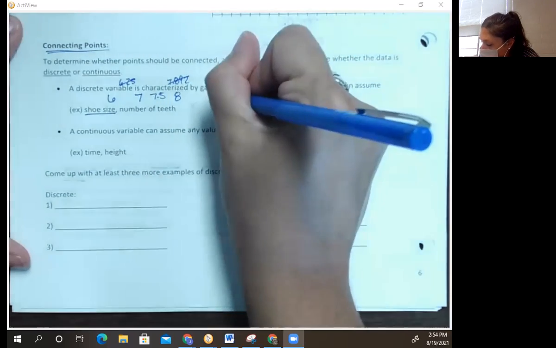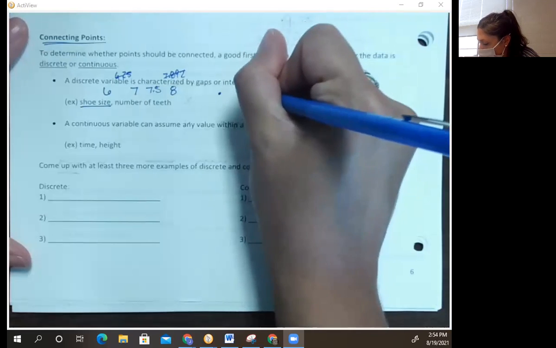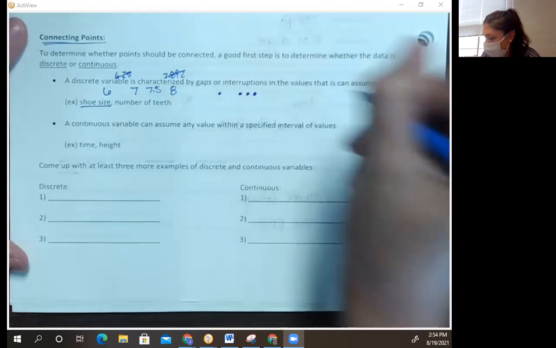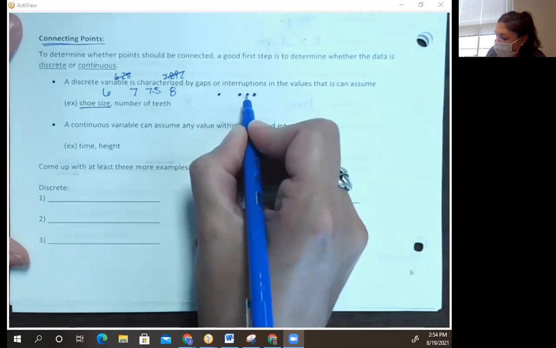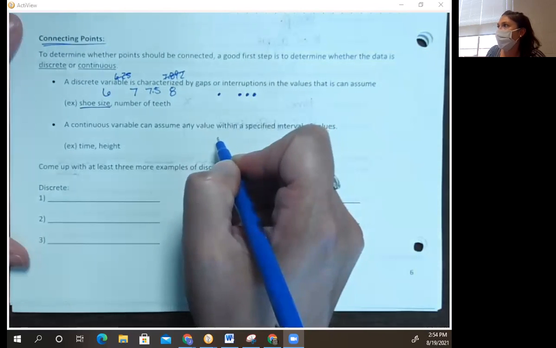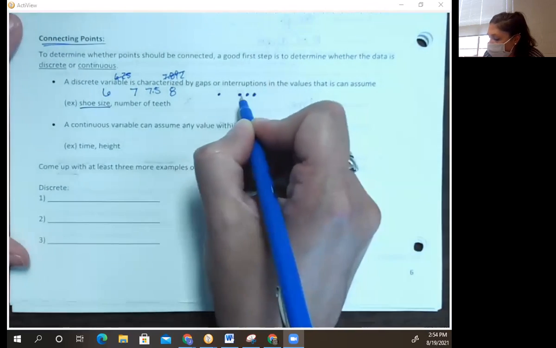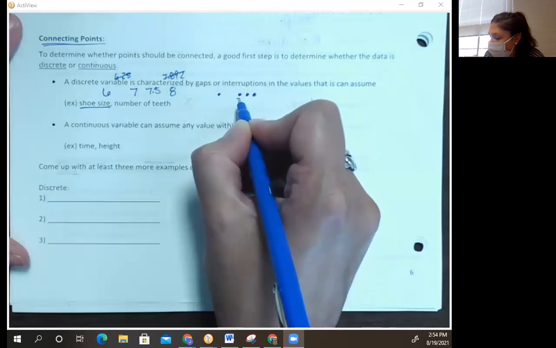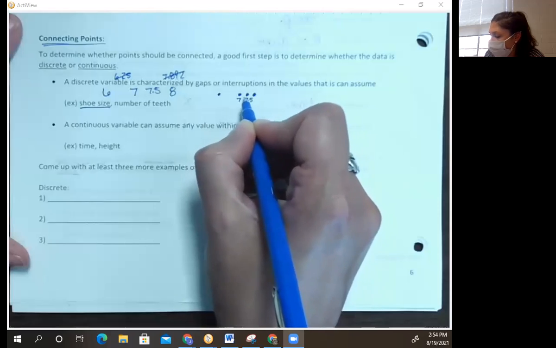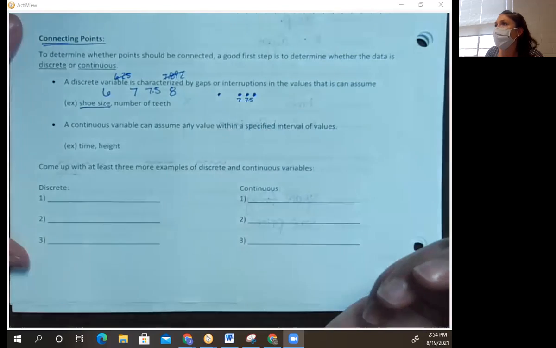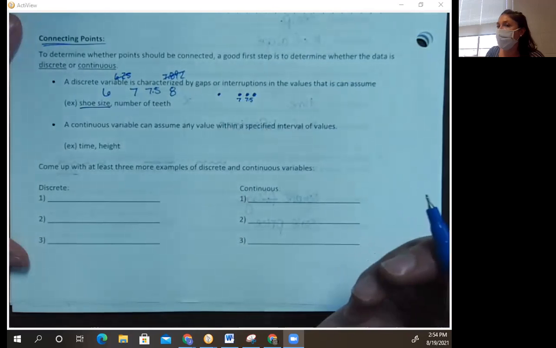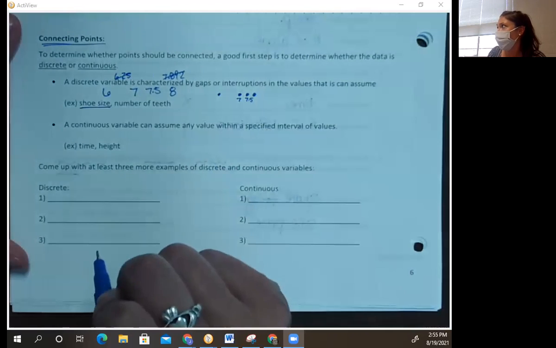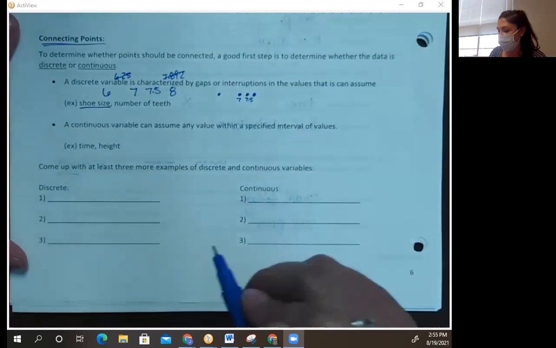So if I were to plot something to do with shoe size, and I connected those points, that would mean that I could have shoe sizes in between 7 and 7.5. If I connect these, that's what I'm saying. That's why I wouldn't connect data based on shoe size. Does that make sense? That's a discrete variable. So we don't want to connect points for discrete variables.